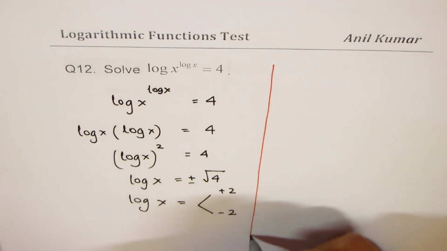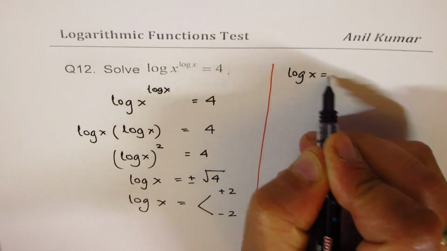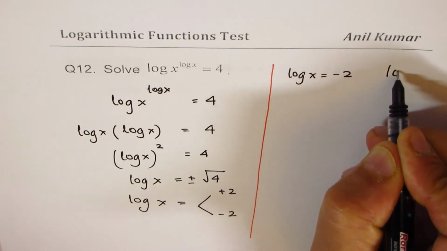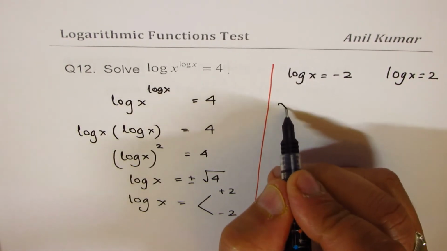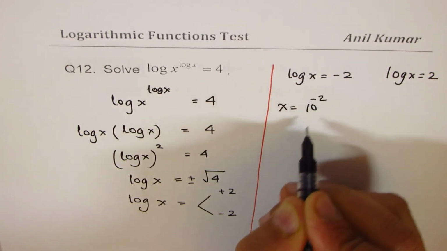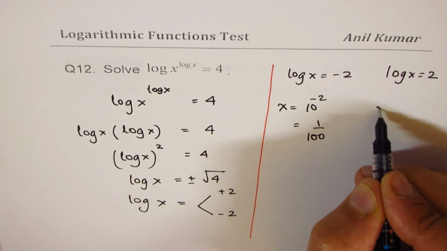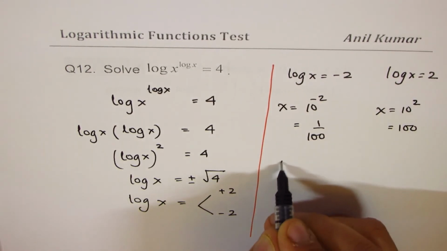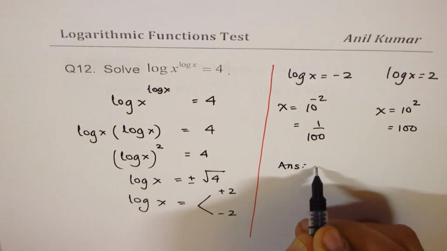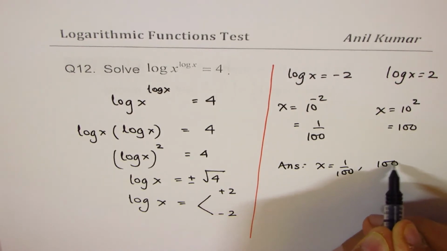So we'll take them individually. We have one as log of x equals minus 2, the other one as log of x equals plus 2. Now that means x is equal to 10 to the power of minus 2, which is 1 over 100. And this means x is equal to 10 to the power of 2, which is 100. And therefore, we get two solutions. One is x equals 1 over 100. The other one is 100.